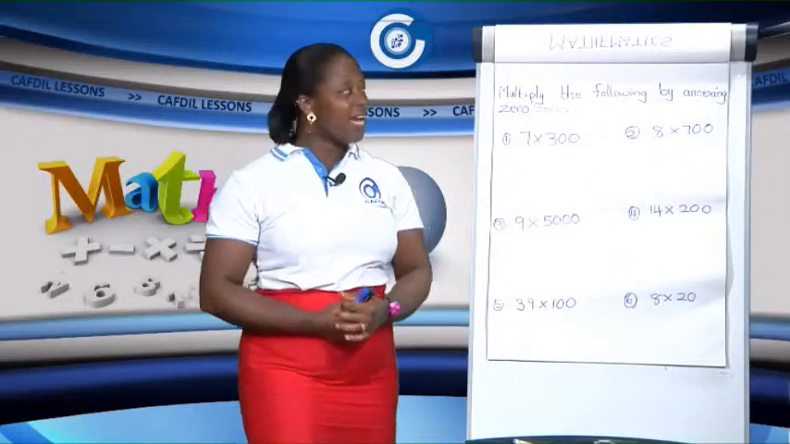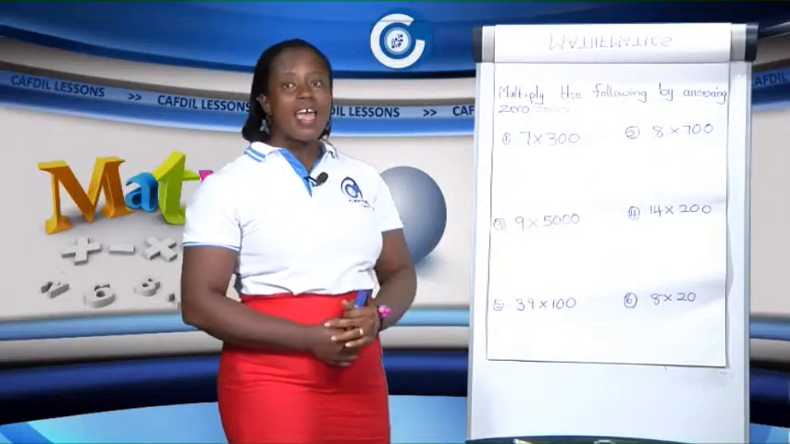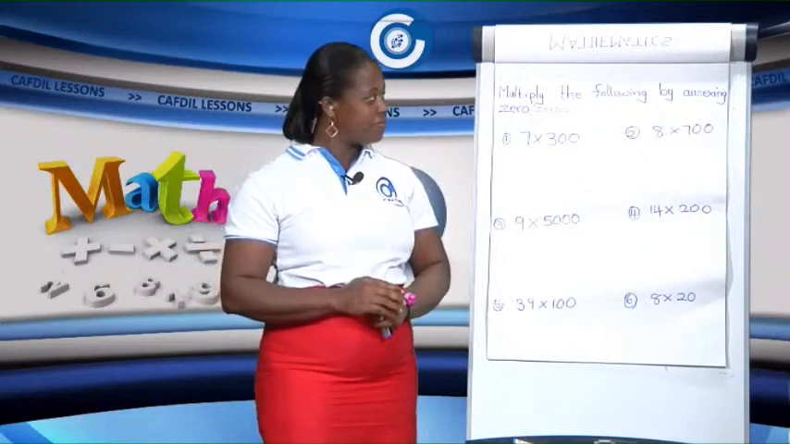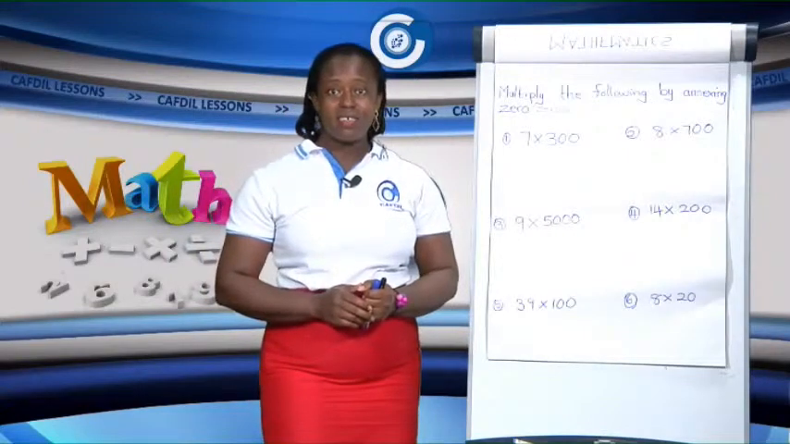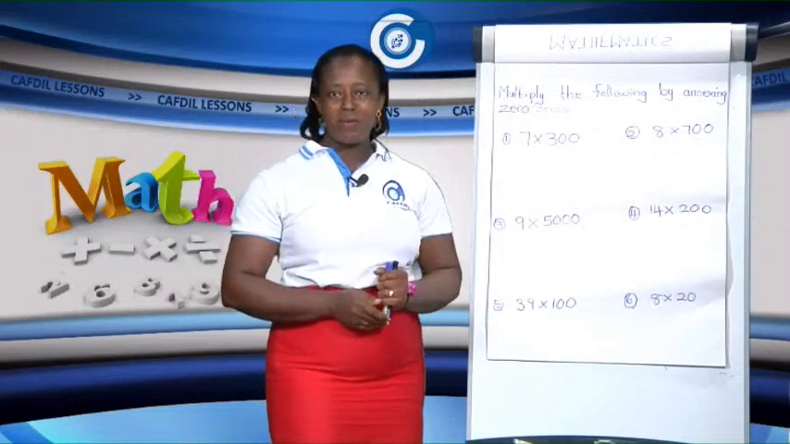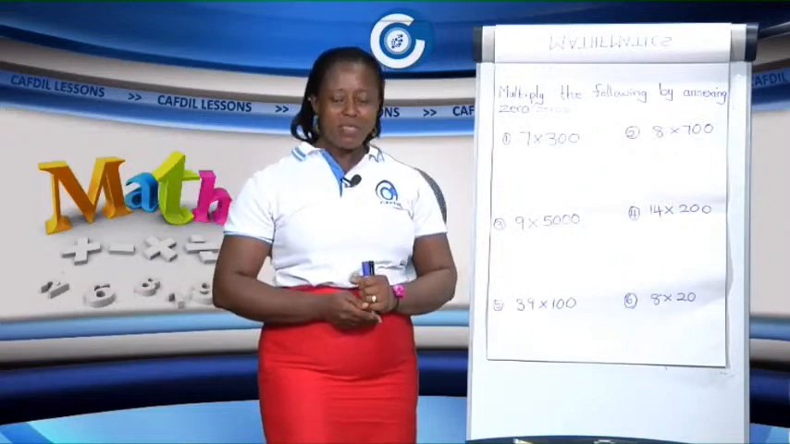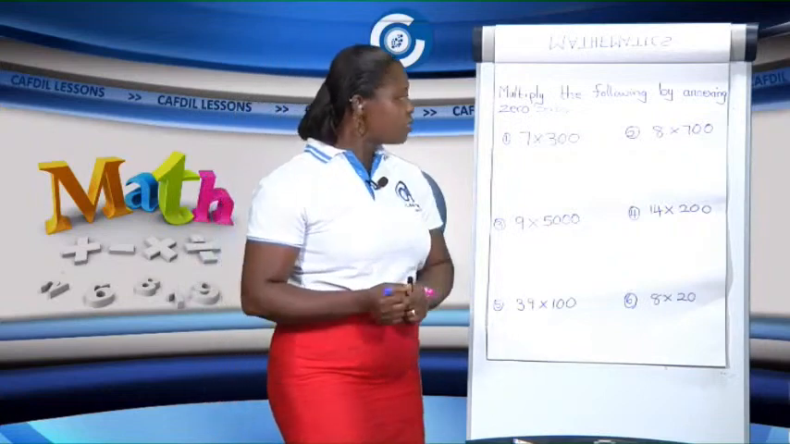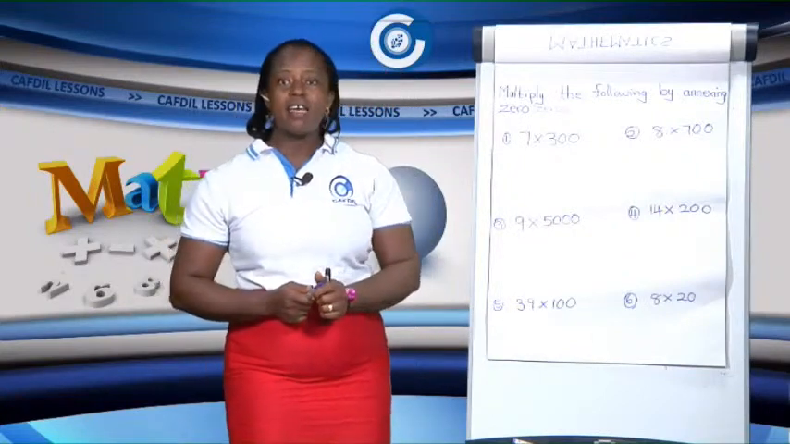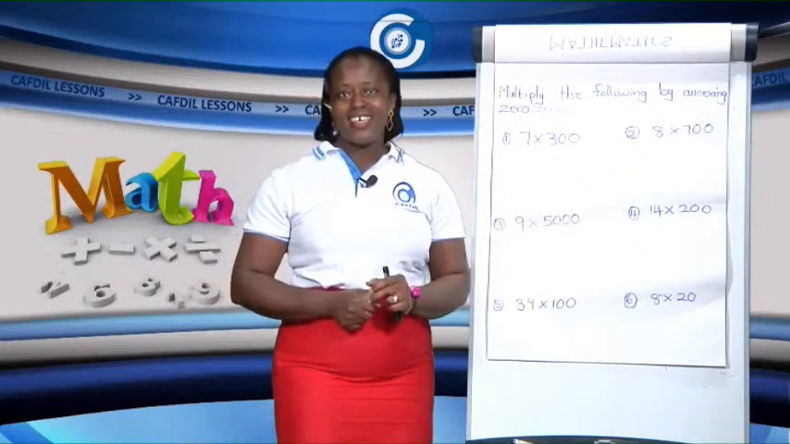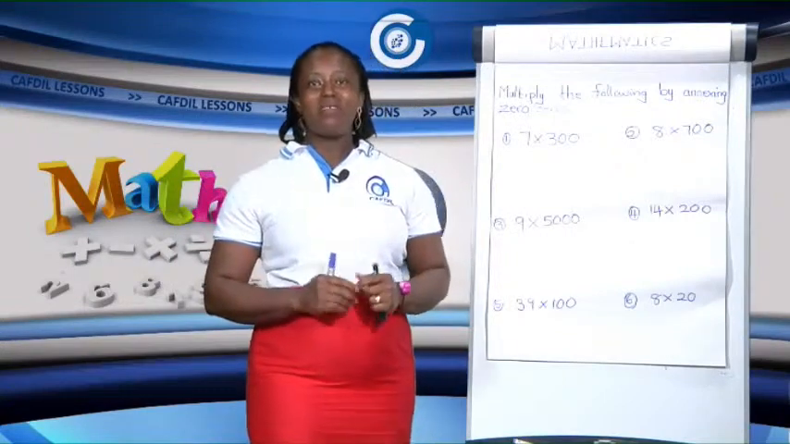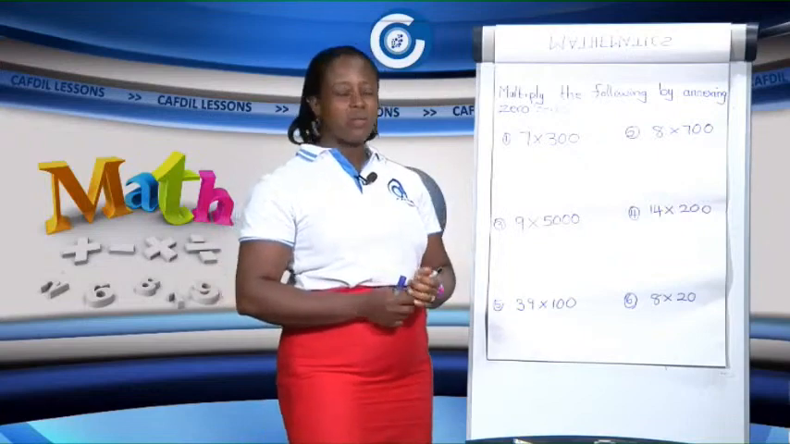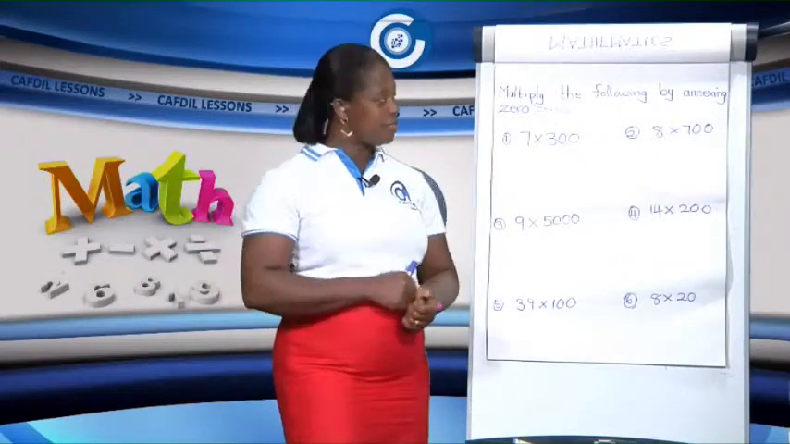We are going to multiply the following numbers by annexing zeros or adding zeros. With this, don't say that the figures are huge. No. We are going to make it simple for you. So the first one is 7 times 300. How are we going to use the strategy to multiply this?